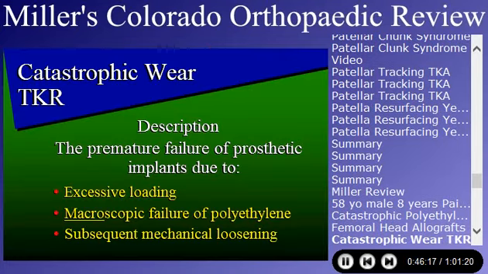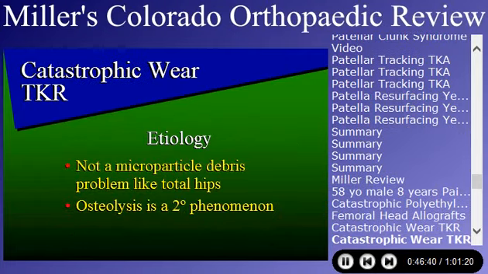In terms of the description of catastrophic wear, it is the premature failure of prosthetic implants due to excessive loading, with macroscopic failure of polyethylene. This is not a microscopic wear problem like you see in the hips. It is a macroscopic failure, and we're going to talk about that, with subsequent mechanical loosening. That is not a microparticulate debris problem like total hips. The total knee mechanism of polyethylene failure tends to be pitting and delamination. Remember that: total hip wear is microparticulate wear debris, while knee wear is pitting and delamination, and I'll show you on these slides coming up. Osteolysis is a secondary phenomenon in knee failures.